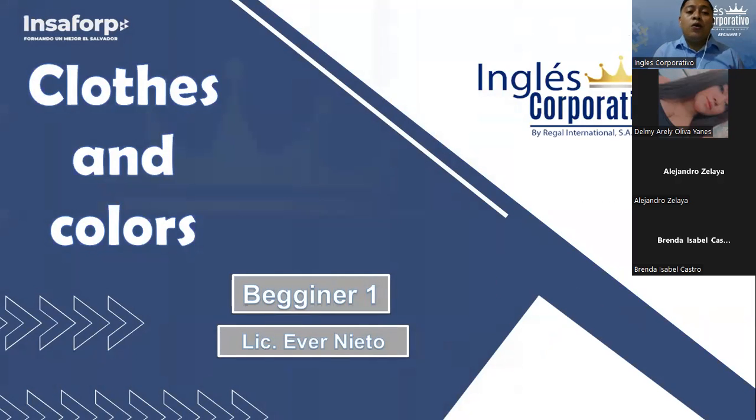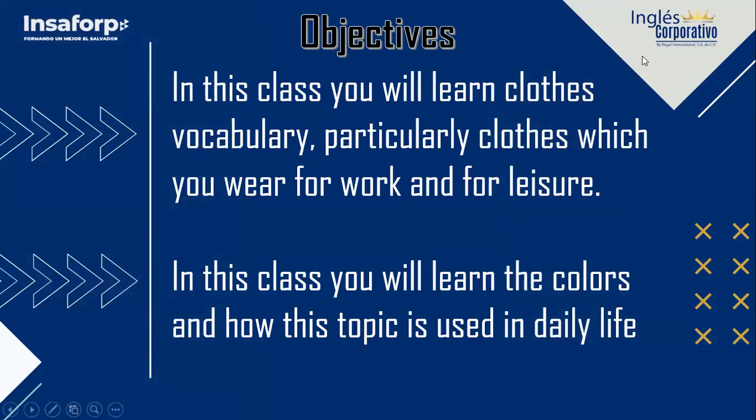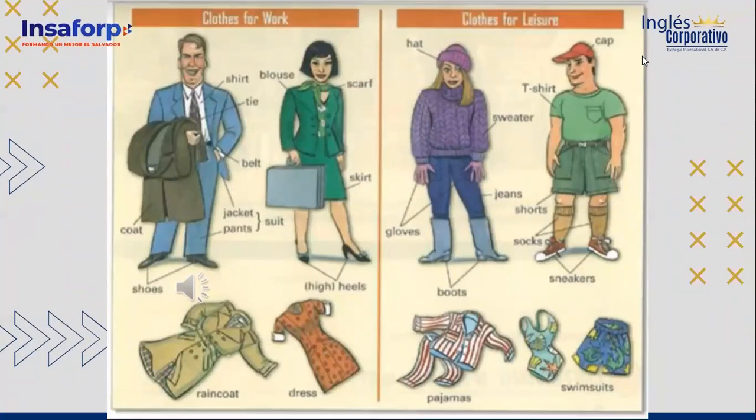So let's start, clothes and colors. So this is the goal for tonight. I have two objectives in this class with the clothes vocabulary, particularly clothes which you wear for work and for leisure. In this class, you will learn the colors and how this topic is used in daily life. So that is the objective for tonight. So let's start. Let's take a look at this vocabulary. We are going to listen to this word and then we are going to practice. Okay. So we are going to listen to the vocabulary.